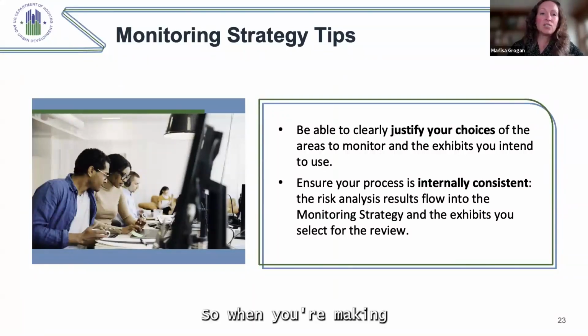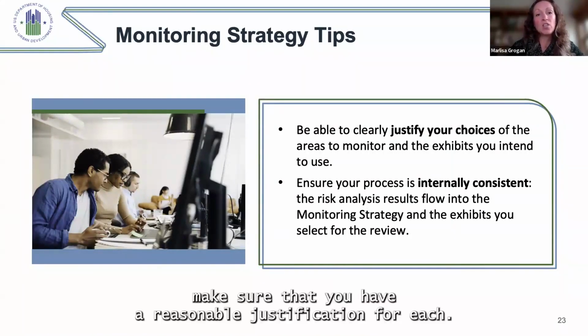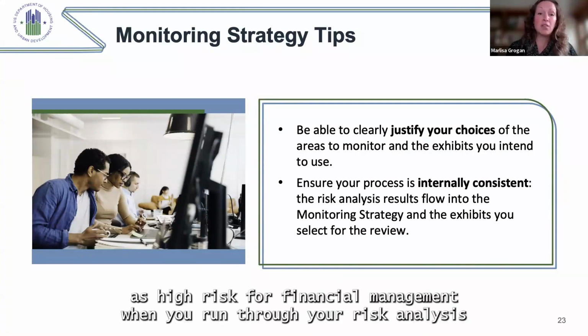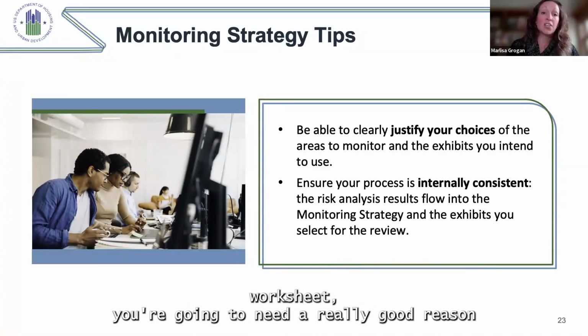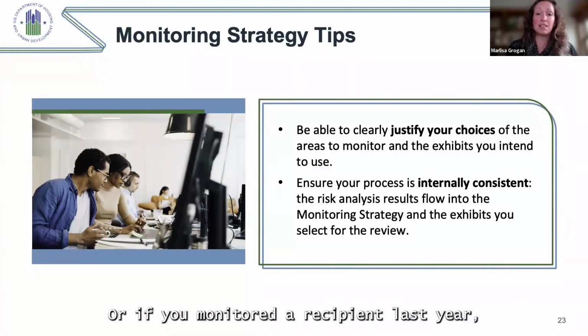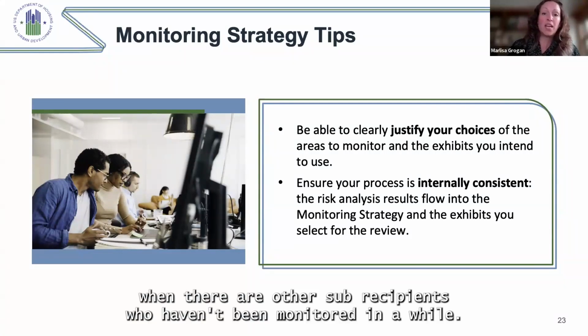So when you are making these choices in developing your monitoring strategy, make sure that you have a reasonable justification for each. So for example, if you score a subrecipient as high risk for financial management when you run through your risk analysis worksheet, you're going to need a really good reason to not include that area in a monitoring visit. Or if you monitored a recipient last year, then have a reason documented if you are choosing to monitor them again when there are other subrecipients who haven't been monitored in a while.